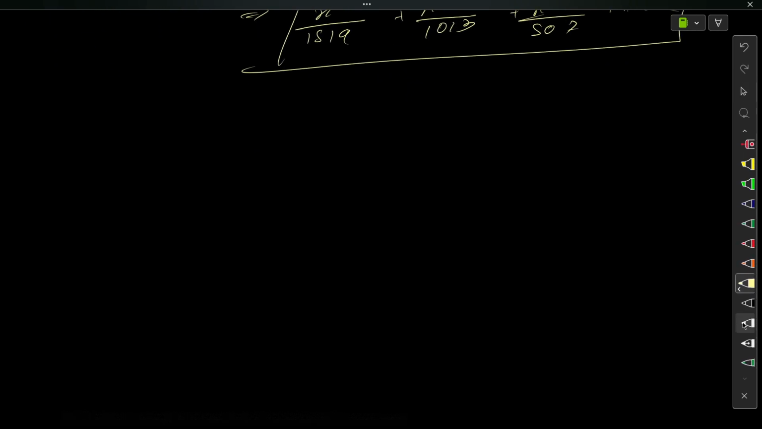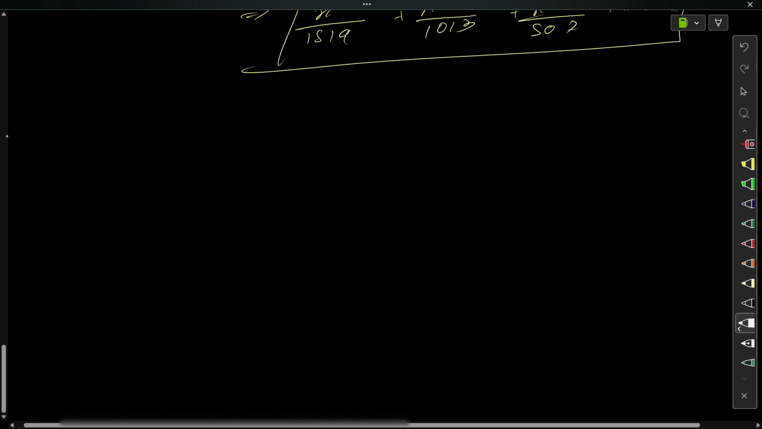Next question. Let me see the next question. Yeah, so the next question is the integral of 5x cube minus 3x, whole to the power 2, with respect to dx from minus 1 to 1.